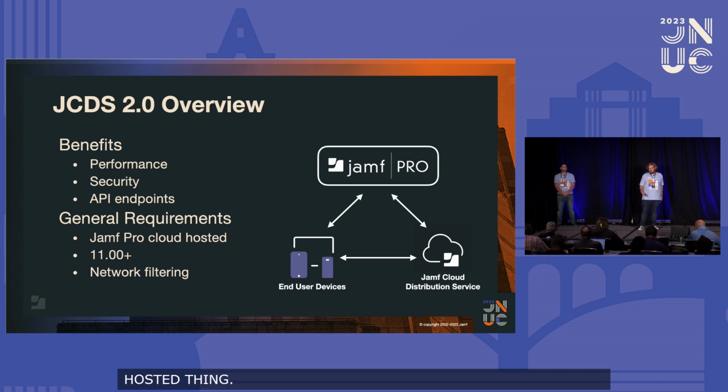So all communication with JCDS is over SSL. It uses port 443. Storage of packages, books, and in-house apps are all secured with at-rest encryption in JCDS. And then with JCDS 2.0, we are also introducing a way to programmatically interact with JCDS, and we're going to be doing some publicly available APIs. So let's cover the basics of communication with JCDS and explore how to use the APIs.